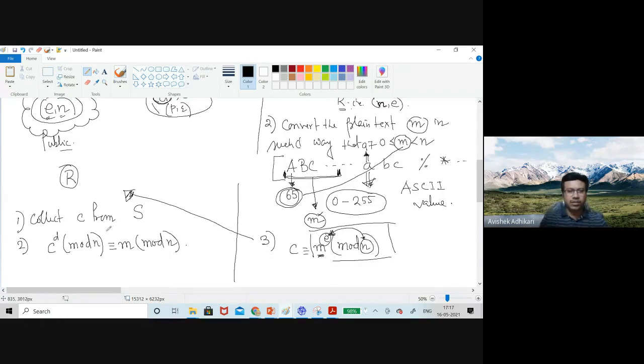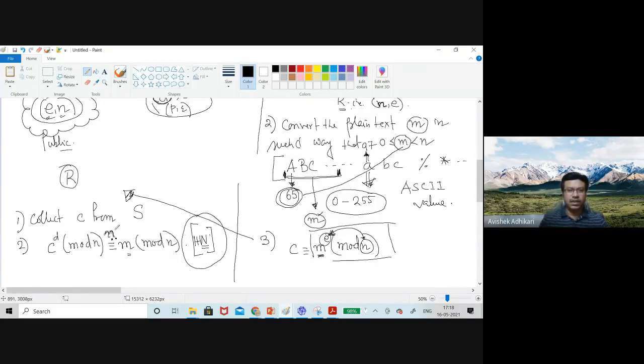Okay. So that part you need to prove: how this is done, or why C to the power D modulo N is actually equal to M. So this is your homework. In my next class, I will talk about the mathematical details, why this is so and how this is happening. Okay. So it's very easy.